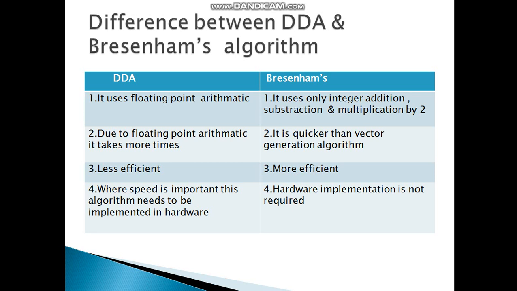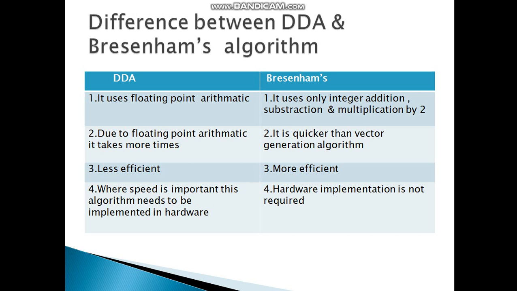The difference between DDA and Bresenham's algorithm is that DDA uses floating point arithmetic, and Bresenham's uses only integer addition, subtraction and multiplication by 2. The second difference is that due to floating point arithmetic, DDA takes more time, and Bresenham's is quicker than the vector generation algorithm, that is the DDA algorithm. The third one is that DDA is less efficient.